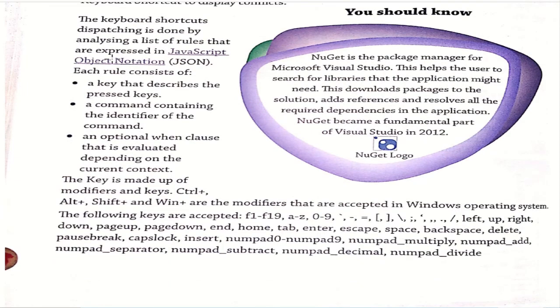The keyboard shortcut dispatching is done by analyzing a list of rules that are expressed in JavaScript Object Notation, known as JSON. Each rule consists of a key that describes the pressed keys, a command containing the identifier of the command, and an optional when clause that is evaluated depending on the current context. The key is made up of modifiers and keys. Control, Alt, Shift and Windows are the modifiers that are accepted in the Windows operating system.